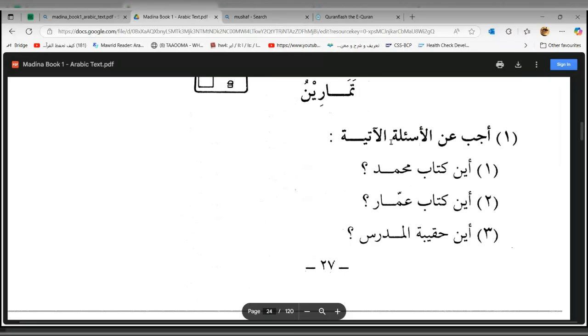أجب عن الأسئلة الآتية. So this is عن, the one that we just talked about. Because it's a harf jar, the أسئلة here will take a kasra. أجب عن الأسئلة الآتية. Respond to the following questions. Okay. أين?